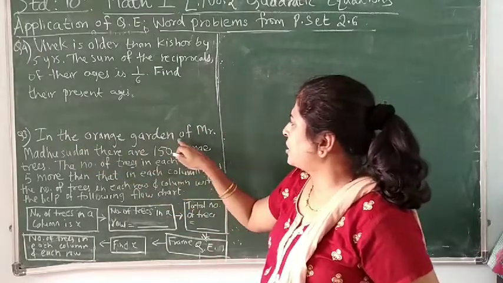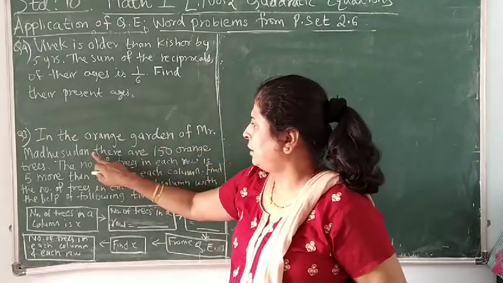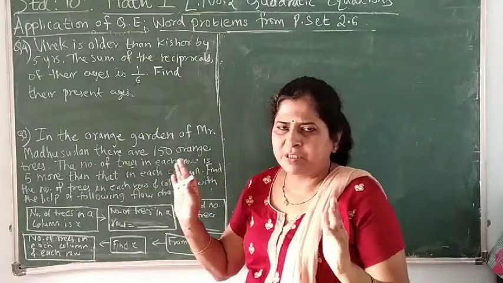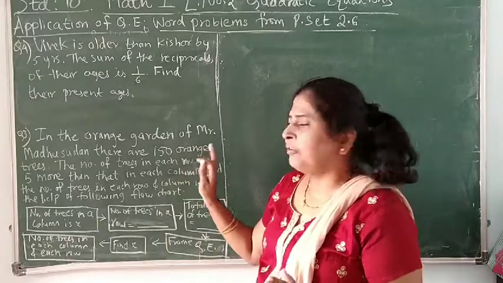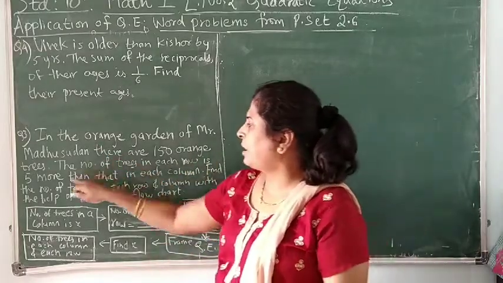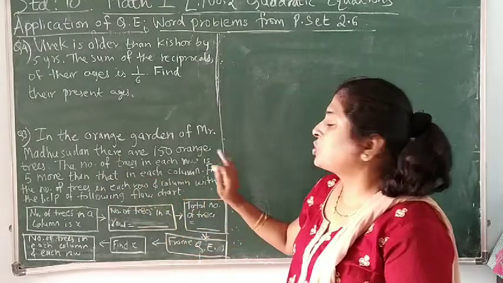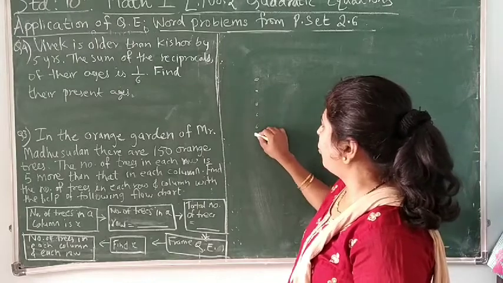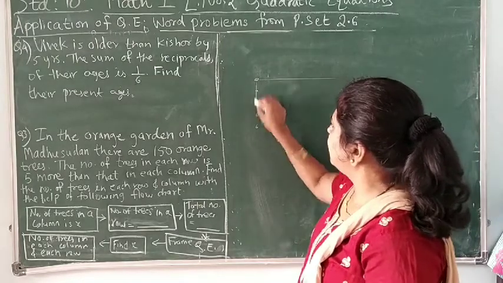In the orange garden of Mr. Madhusudan, there are 150 orange trees. So there is a garden of Mr. Madhusudan where there are 150 orange trees. The number of trees in each row is 5 more than that in each column. So in the garden, let us say there are some rows. So these are the rows and these are the columns.